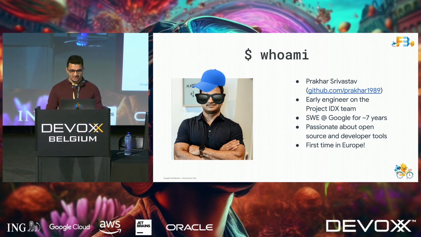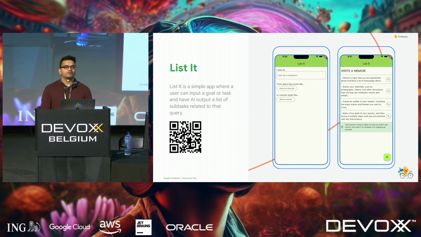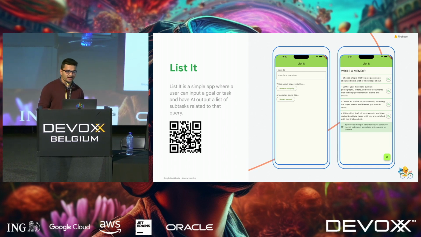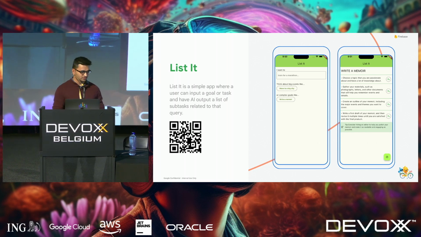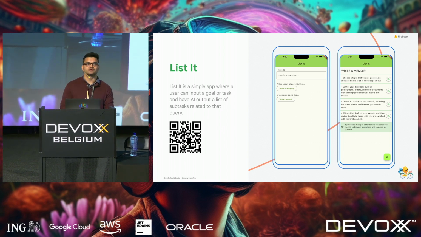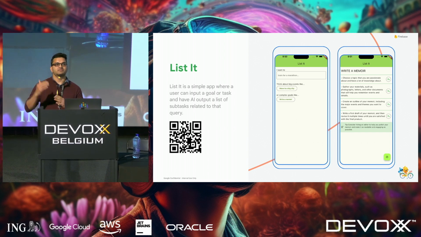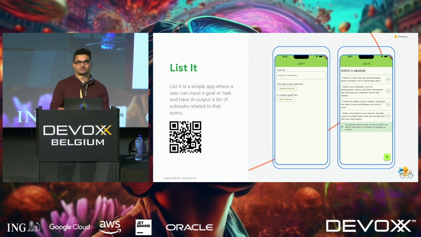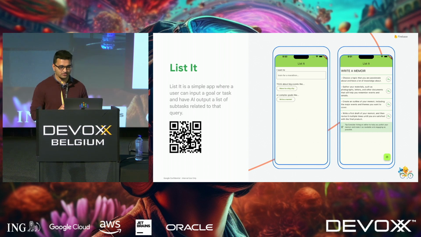Okay. So today what we're going to do is build a very simple mobile app. The idea here is a user can input a goal or a task that they want help with, and they can use AI to output a list of subtasks that are useful for that query. As software engineers, I'm sure you're used to doing this at work. You get a big task or a bug or a feature request, you break it down into smaller tasks. But for other things in life also, this is a particularly useful approach: you can divide and conquer.